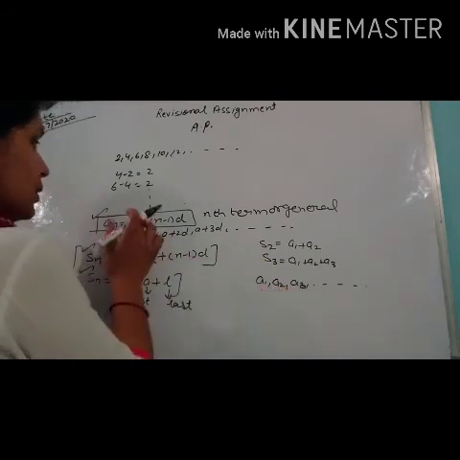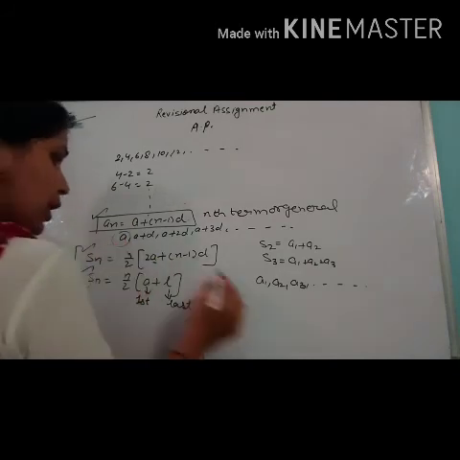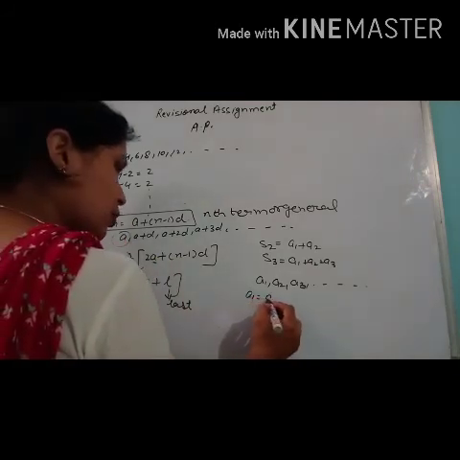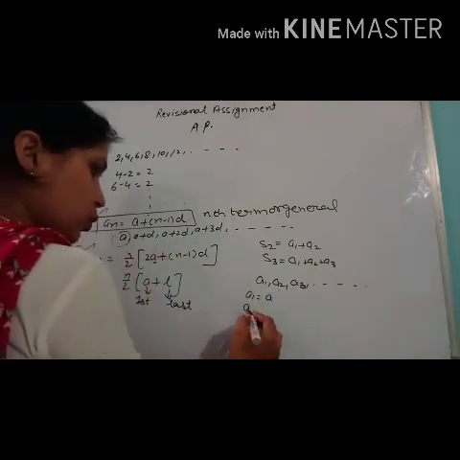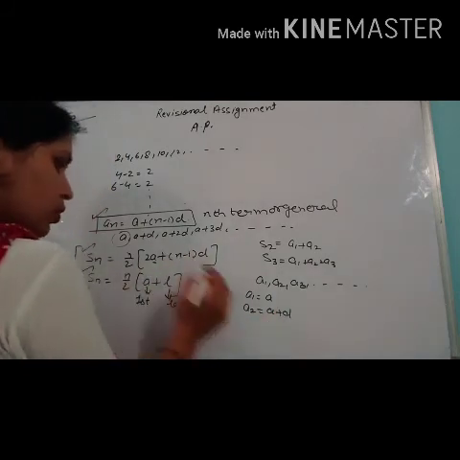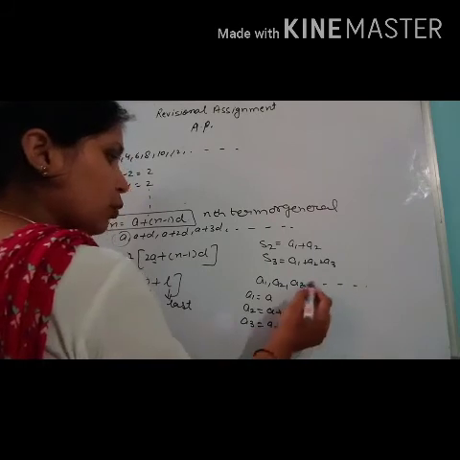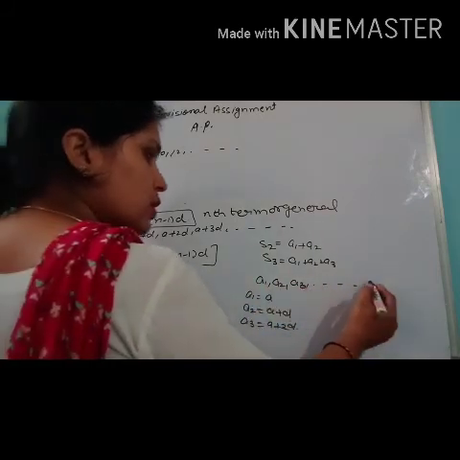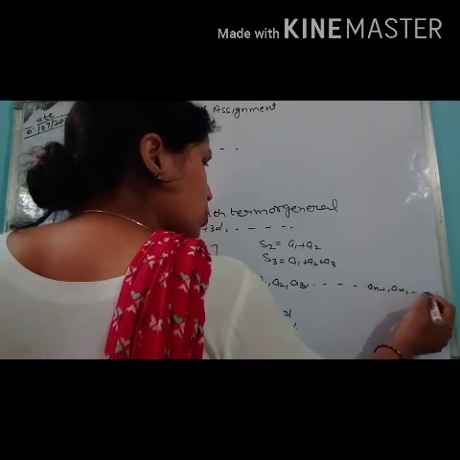So in this case, a1 means the first term, which is equal to a. a2 is equal to a plus d. a3 is equal to a plus 2d. Similarly, somewhere in between we obtain an minus 1, an and so on.